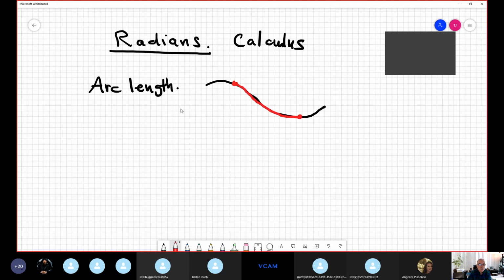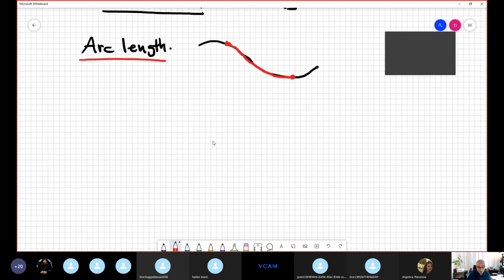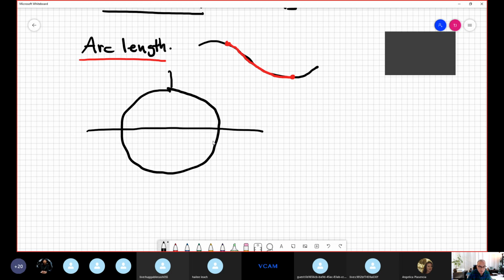This is the arc length definition. The red part is a little bit curvy. You stretch it and see how many centimeters or how many miles this segment has. So using this idea, when you have a circle, like that. Let me try to do my best. A circle. This is the axis X and Y.